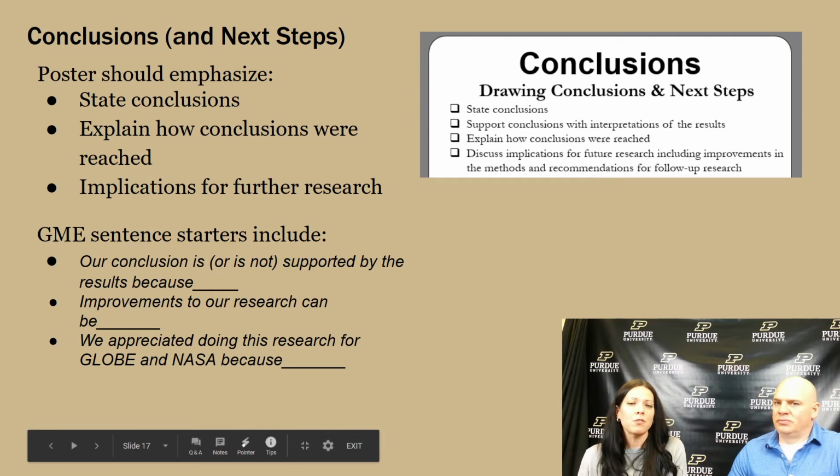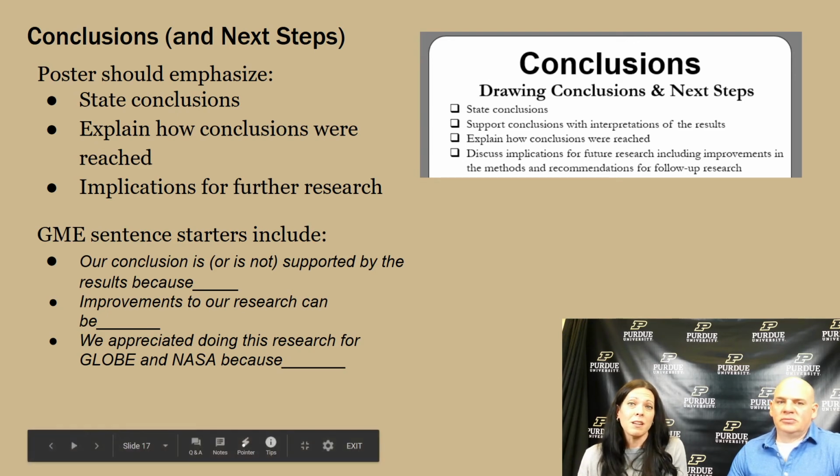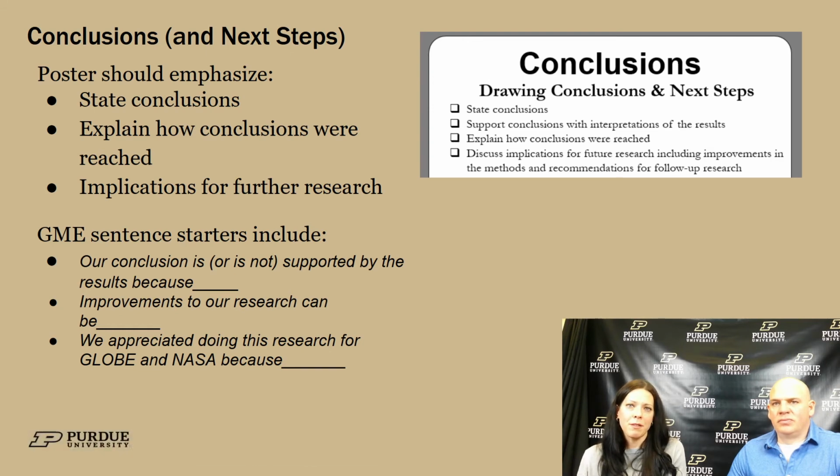And explain how those conclusions were reached, and then implications for further research. Maybe they didn't end up with something that was going to address their original research question. So this is the place where they can address that concern. Okay. And then you can see the sentence starters: our conclusion is or is not supported by the results because, improvements to our research can be made, and we appreciated doing this research for GLOBE and NASA, if that's applicable.